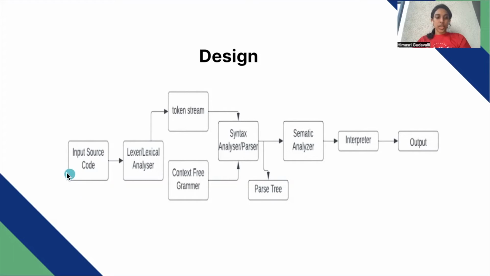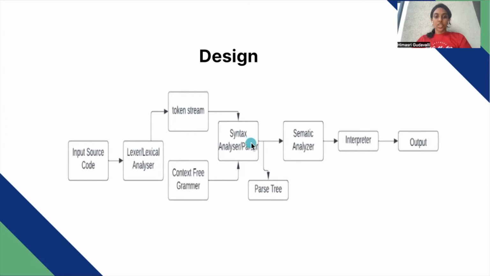So when the user provides the input source code, the lexer is going to open the file and then stream tokens from the source code. The output of the lexer is given to the token stream, which generates a list of tokens from the given source code. We are using Prolog to generate a parse tree.